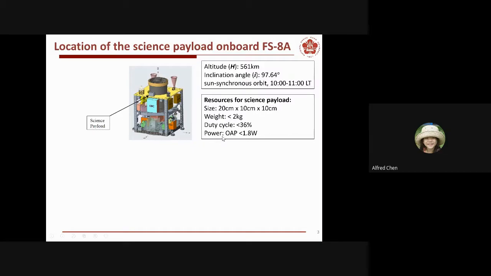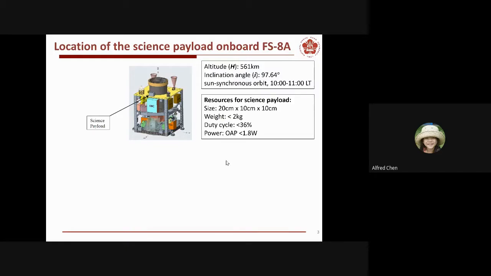The orbital average power should be less than 1.8 watts. And this payload should keep power off when it is not in operation, so it should be turned on and off every orbit. This also brings a lot of difficulties in the design of the mission. As mentioned by the professor in the previous talk, the resources allocated for the payload are very limited, and having only one payload also brings a lot of difficulties in the design of the science mission.